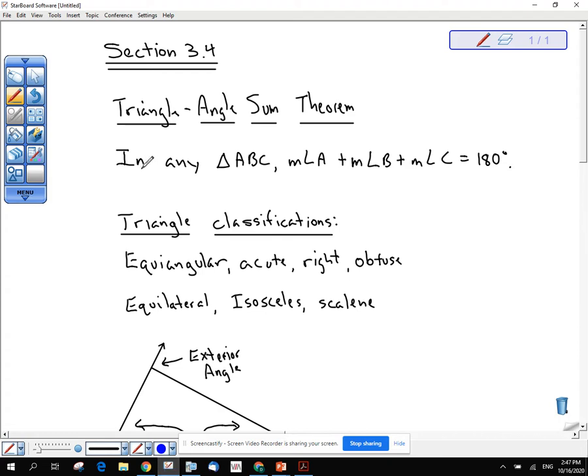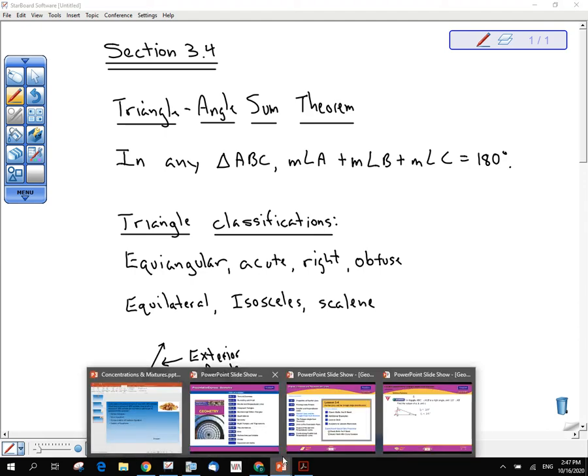Our book puts it this way: in any triangle ABC, the measure of angle A plus the measure of angle B plus the measure of angle C equals 180, right? Always. Doesn't matter how slim or weird you try to make that triangle. If it's a triangle, the angle sum is exactly 180 degrees.